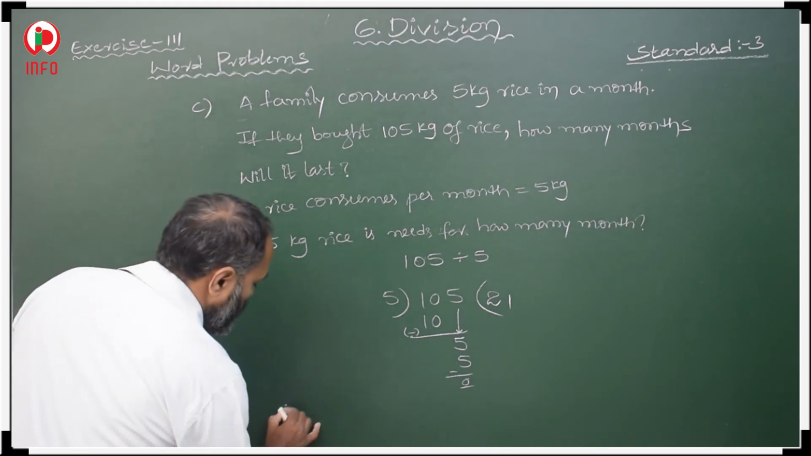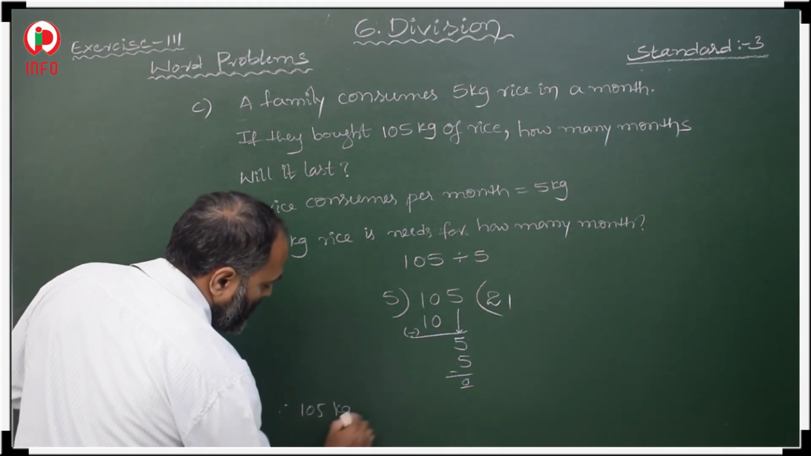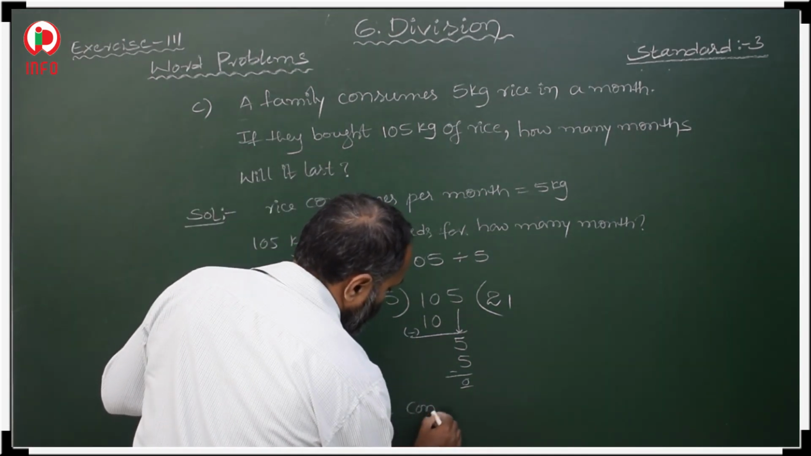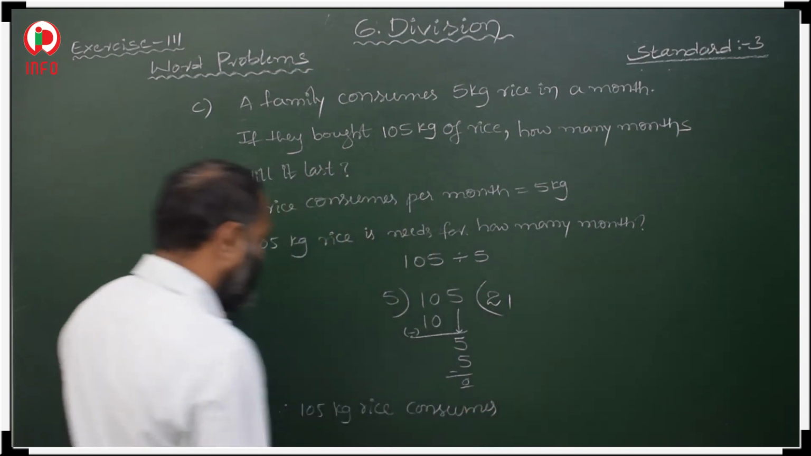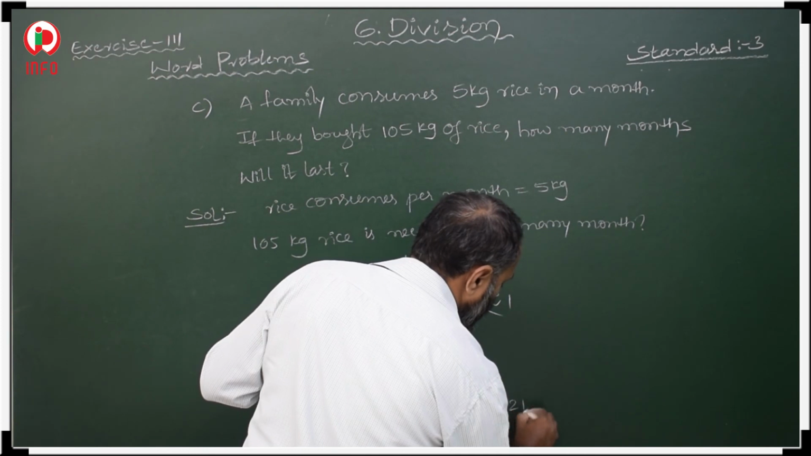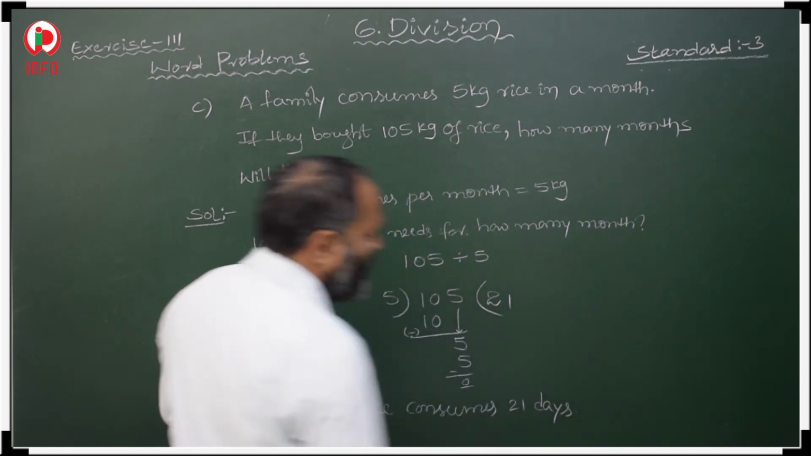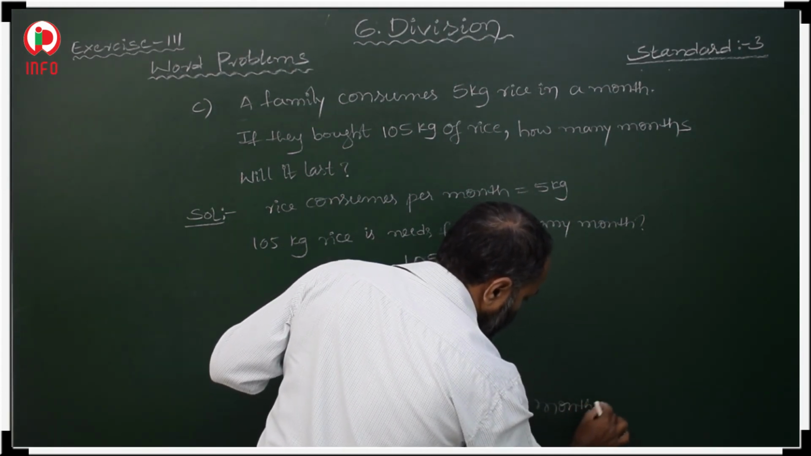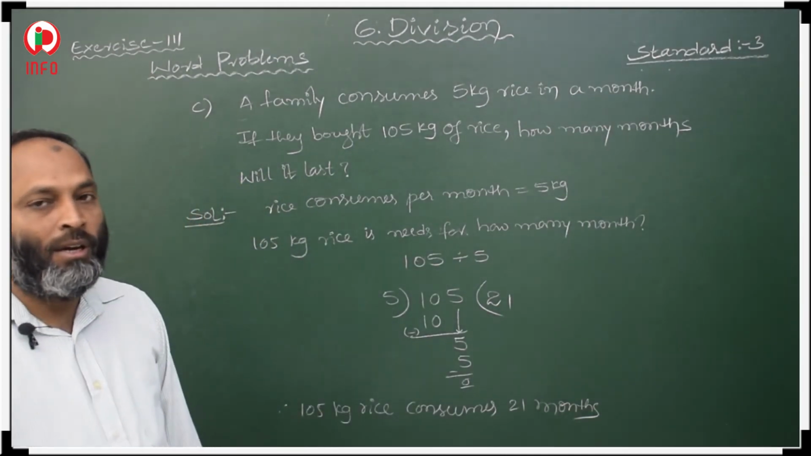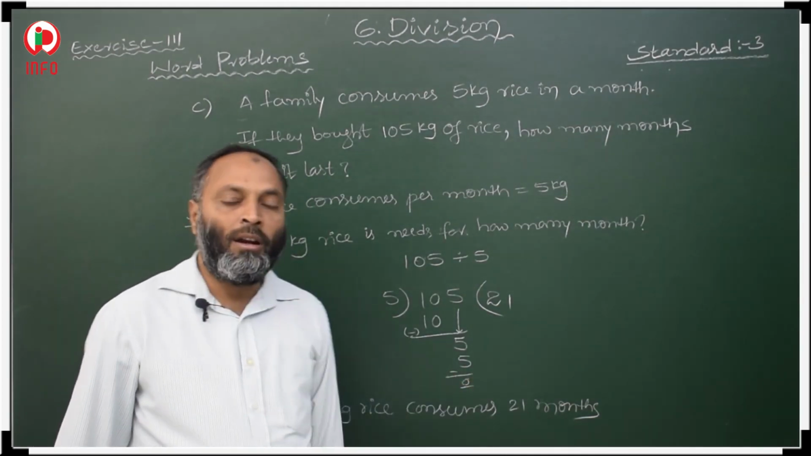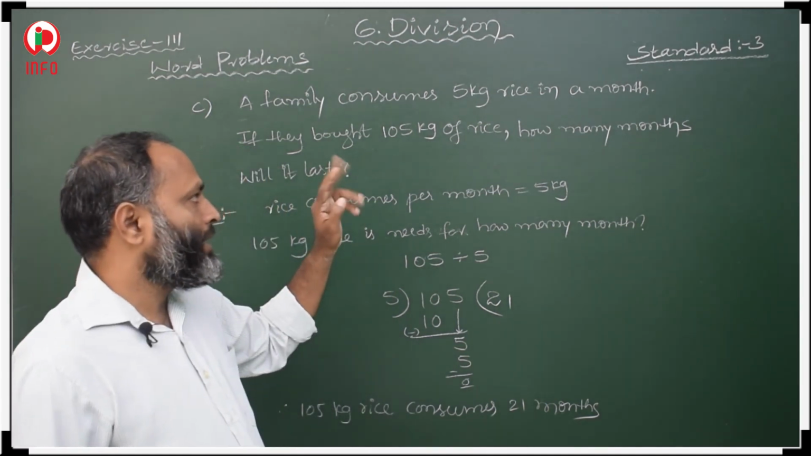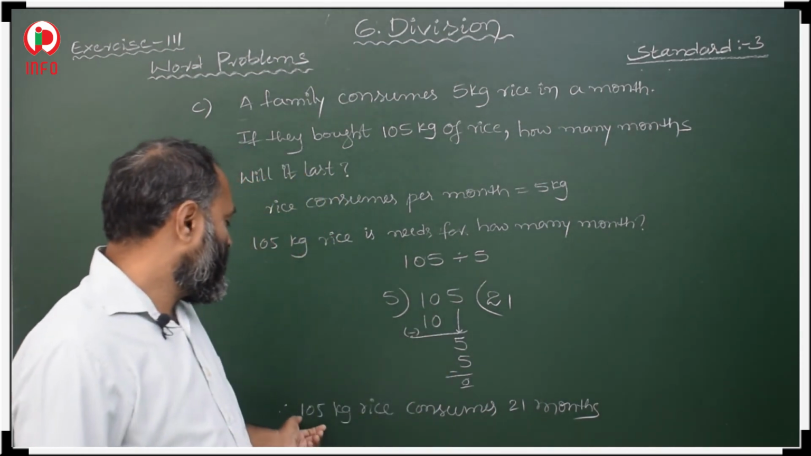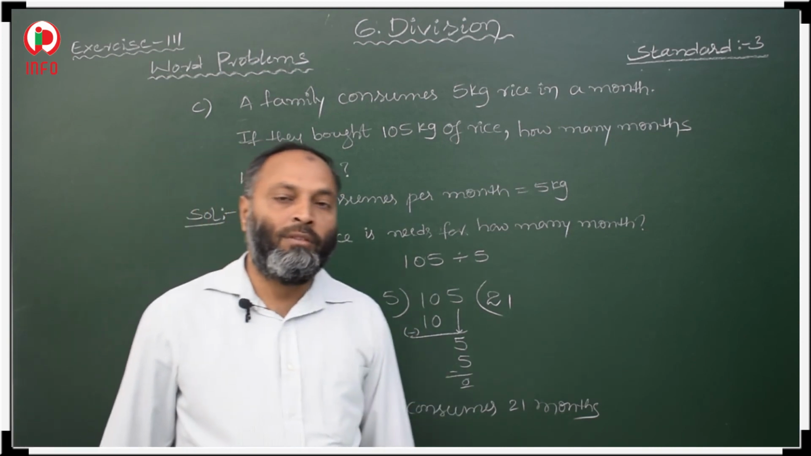So therefore 105 kg rice lasts 21, not days, 21 months. So this 105 kg rice is sufficient for 21 months. If 5 kg rice is consumed per month, then the total 105 kg rice lasts 21 months. Okay.